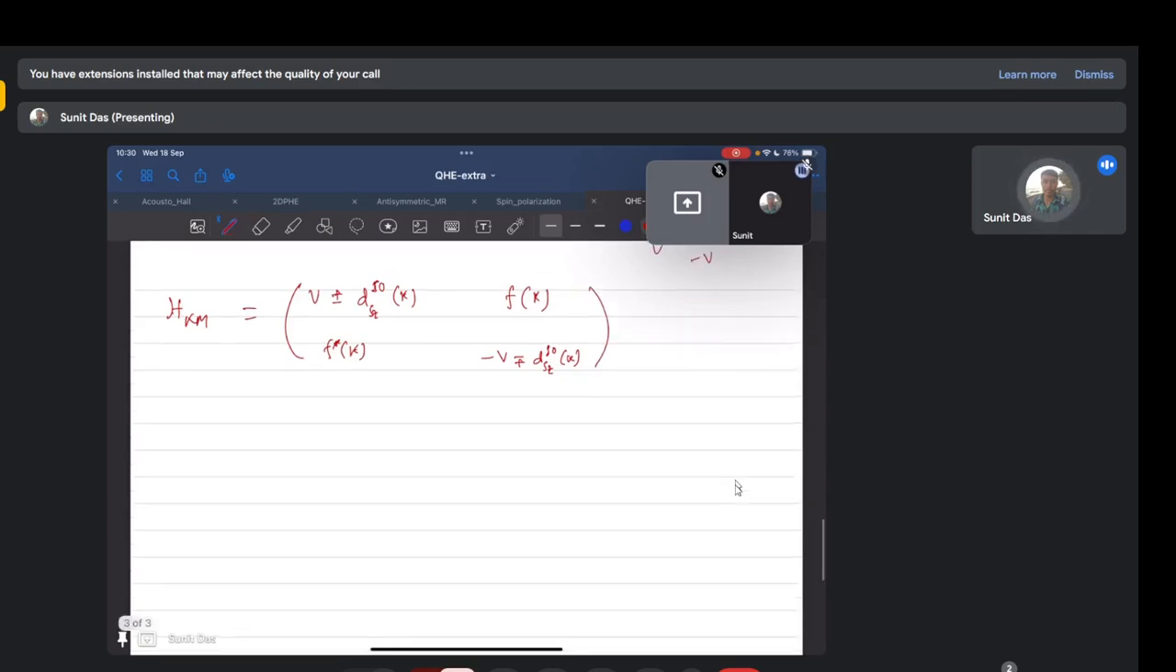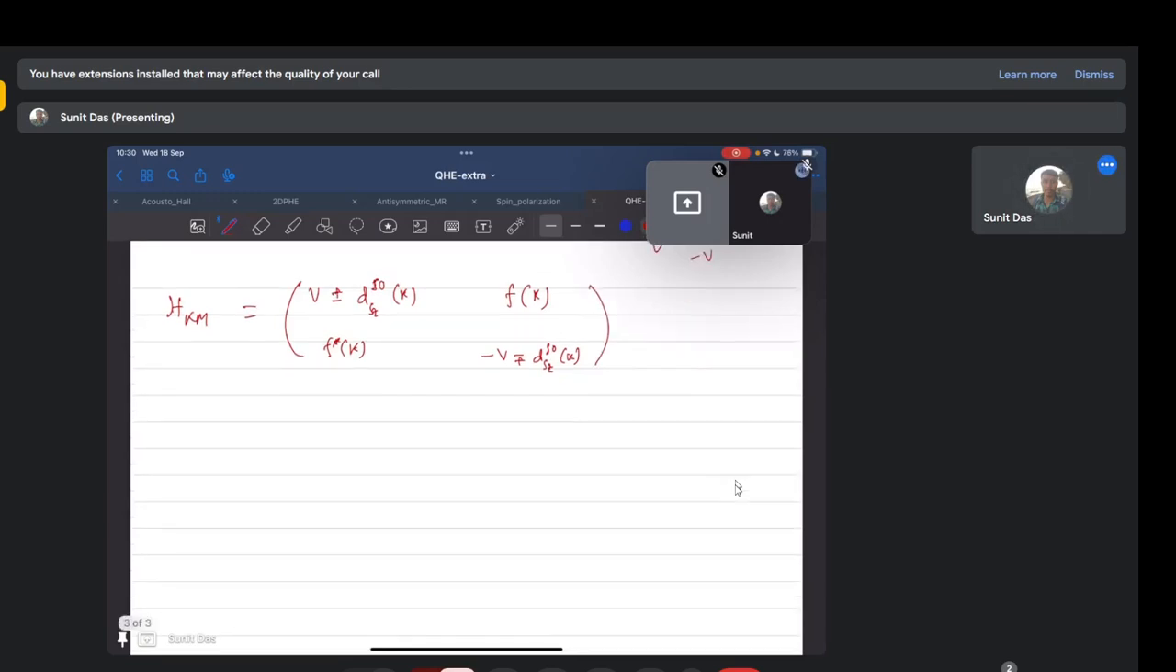So the upper sign corresponds to the spin up and the lower sign corresponds to the spin down. So the plus sign corresponds to the spin up and the minus sign corresponds to the spin down. Okay, so this is definitely spin resolved, but I have not written it explicitly in the 4 by 4 basis, but since they are block diagonal, we can write this.